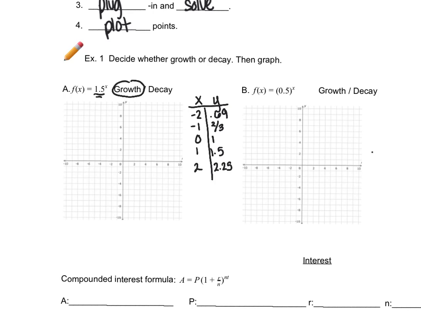So just do your best when graphing this. It doesn't have to be perfect. Just make sure that the growth is shown. Don't go below your x-axis.